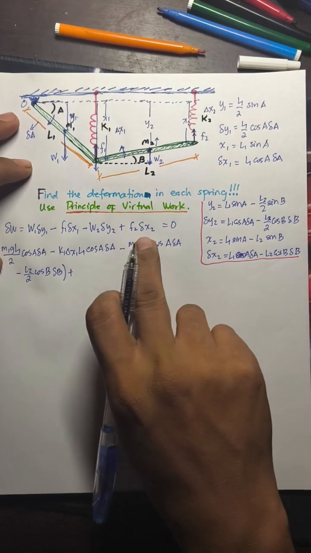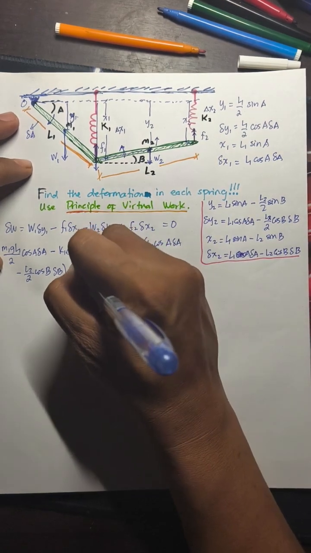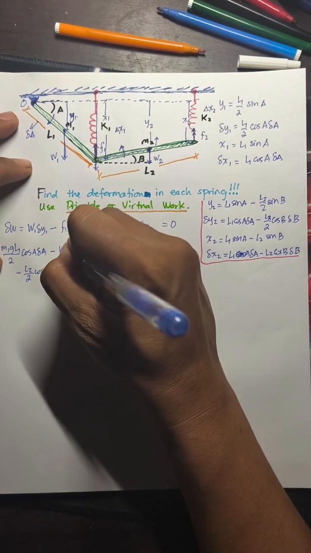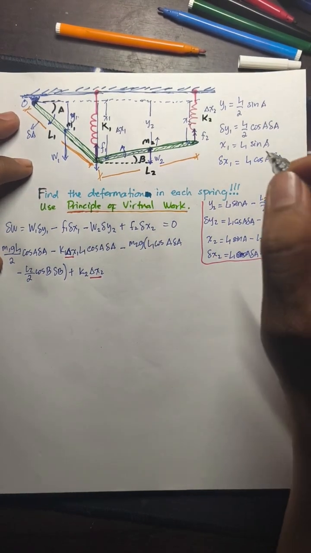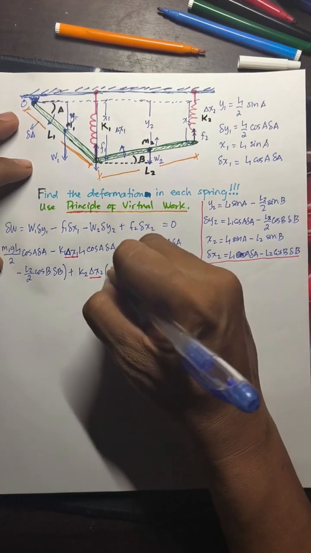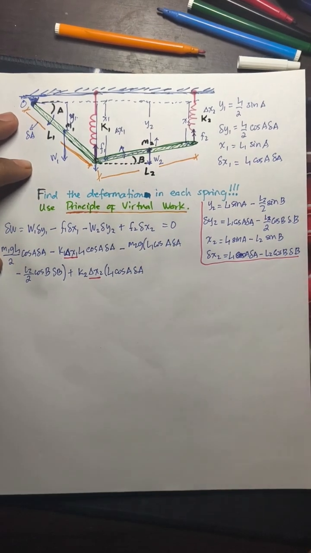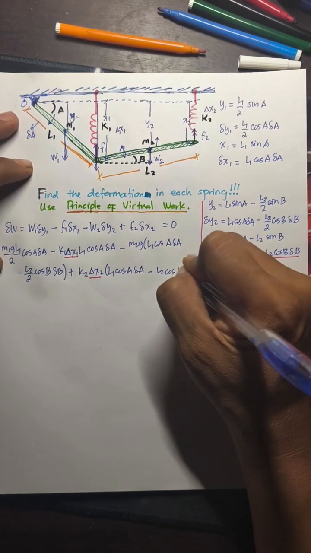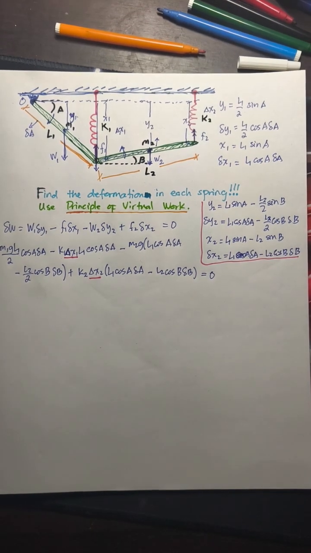Okay, now we have a plus again, delta X2. The force F2 would be K2 times delta X2. Take note that we're looking for delta X1 and delta X2 in this problem. So delta X2 would be L1 cosine A delta A minus L2 cosine B delta B, and this is equal to 0. Now we're done with this one.